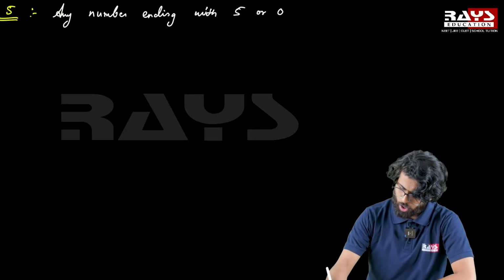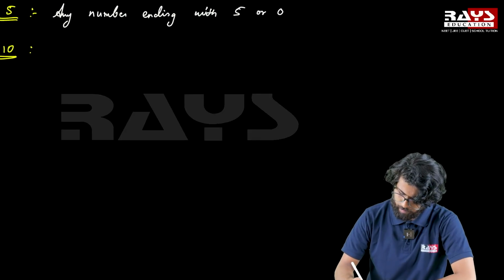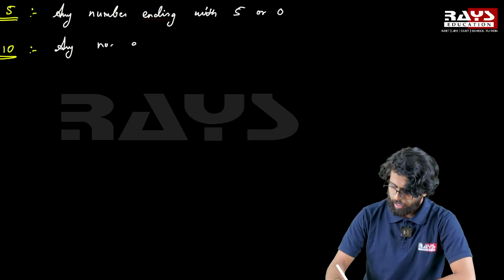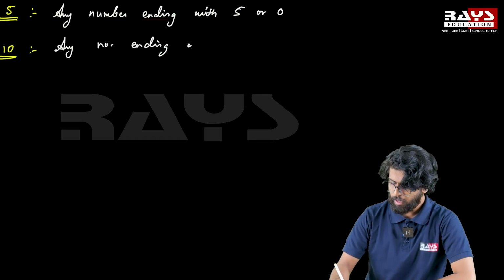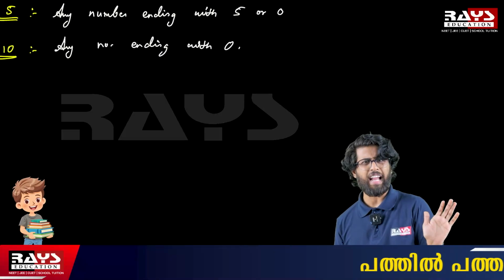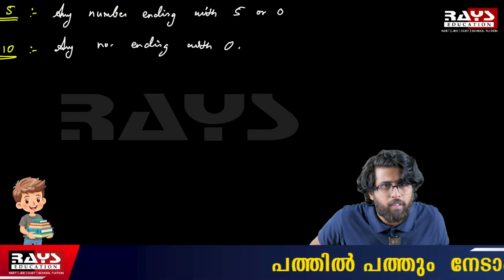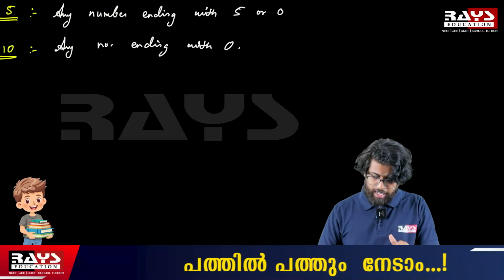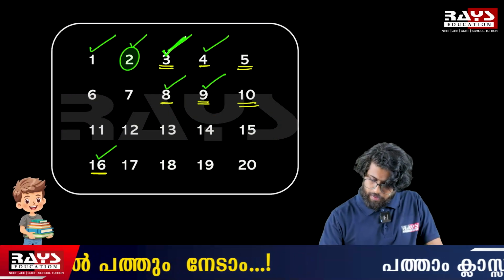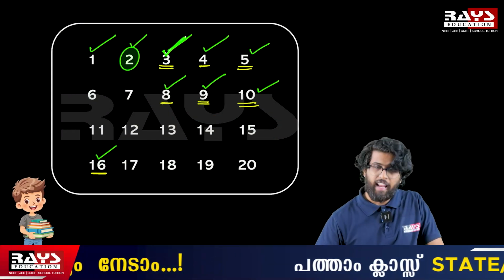Okay, and moving on to 10. Any number ending with 5 or 0? No, just a 0. I don't want to give any examples for this. I hope it is very clear. Moving on to the next set of numbers. What are the next set of numbers, guys? Come on. Let's give a tick mark to 5 as well as 10.